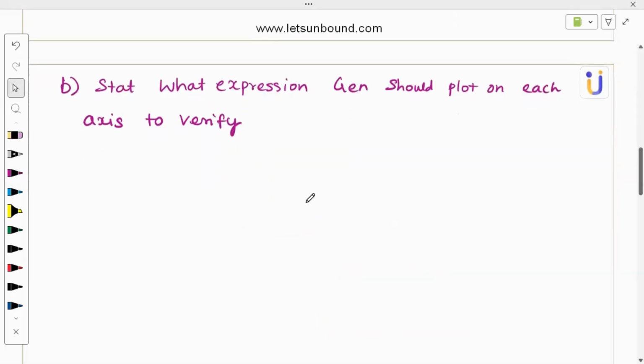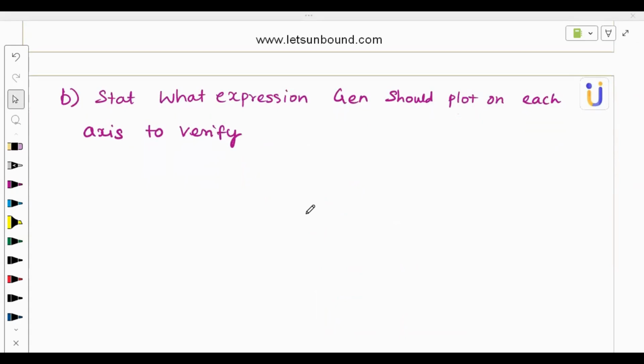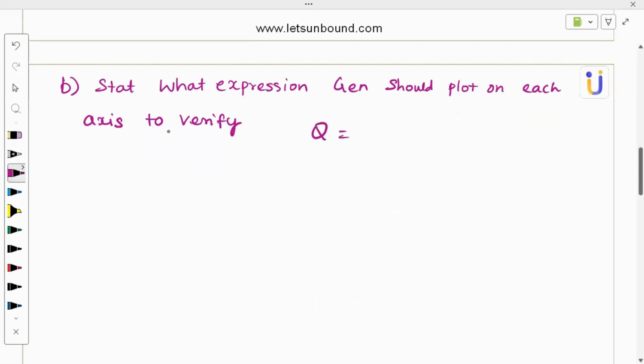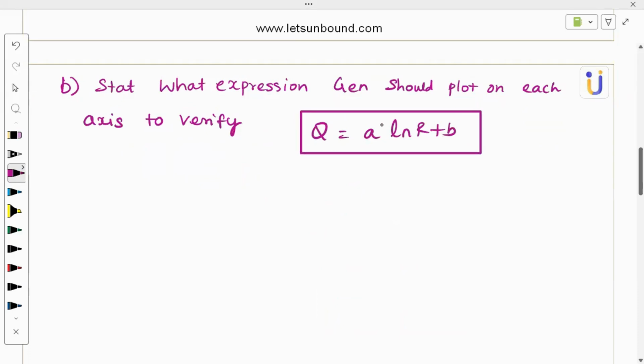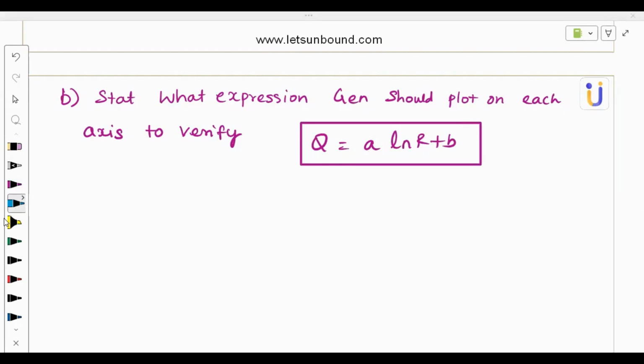Okay. The B part has a separate description. Let's understand. Jen also investigates a relationship between the same data, Q, and some new data R. Now we are going to relate Q and R. She believes that the data can be modeled with this equation: Q is equal to A times ln R plus B. She thought, okay, this data can be related in this way. And she decided to create a scatter plot to verify her belief.